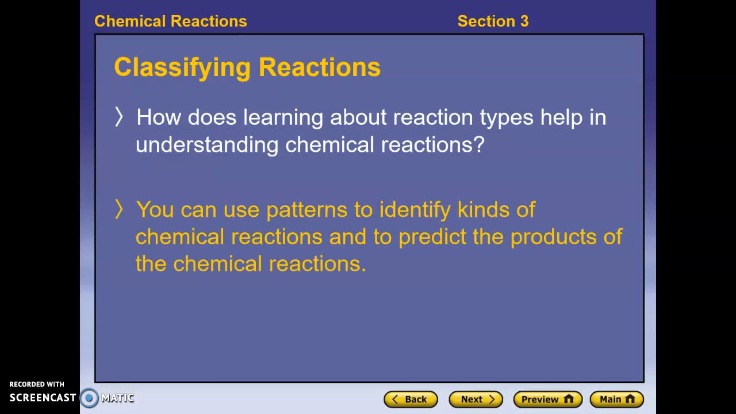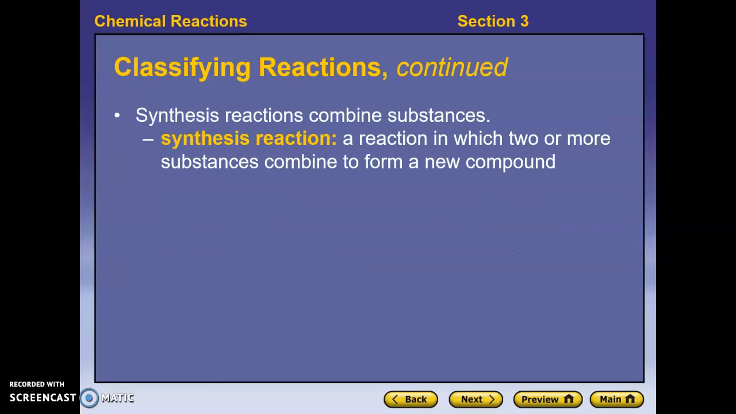So we're going to look for patterns. And those patterns are going to help us to identify the kinds of reactions. And in chemistry, we'll take it a step further and also be able to predict the products of the chemical reactions. So we start with the first kind of reaction. It's called a synthesis reaction.